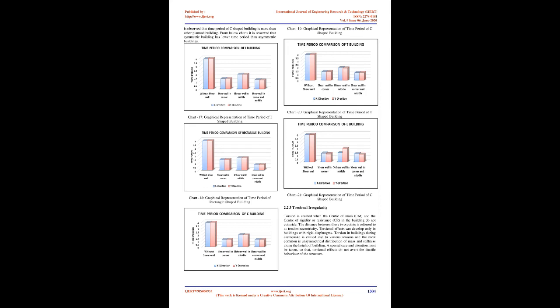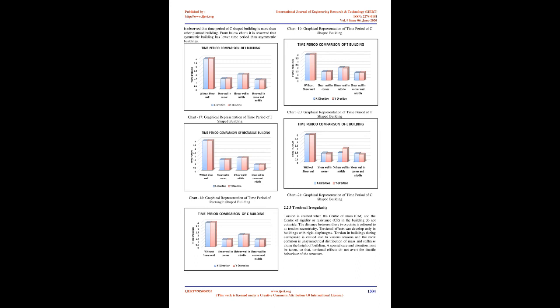Special care and attention must be taken so that torsional effects do not avert the ductile behavior of the structure. Table 1, Torsional irregularity of buildings. Shear wall condition: without shear wall, in corner, in middle, both middle and corner. As per code, the value should not be greater than 1.2. Here in some conditions, such as in the case of C-shaped building along Y and L-shaped building along X, it shows torsional irregularity greater than 1.2.